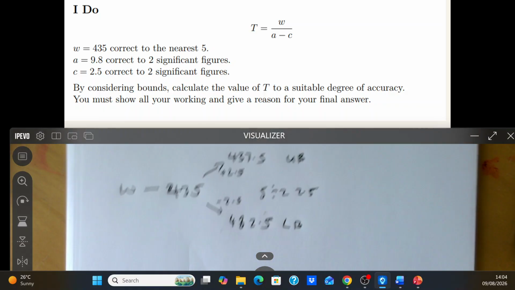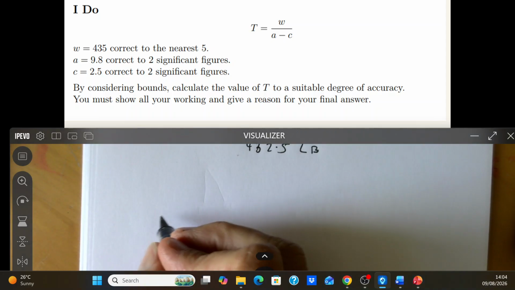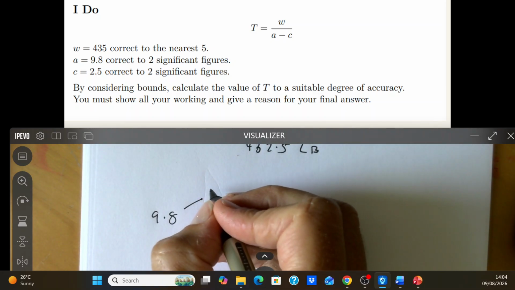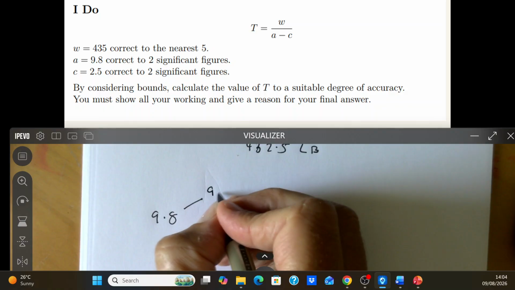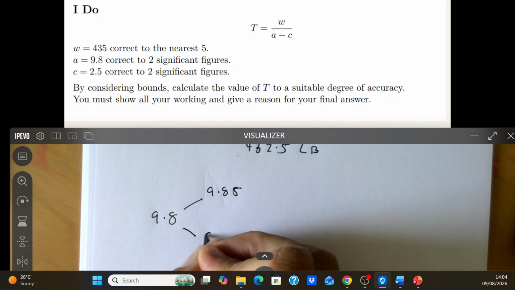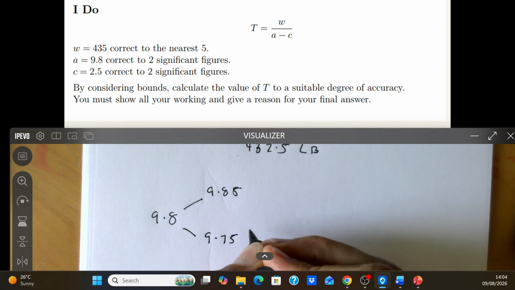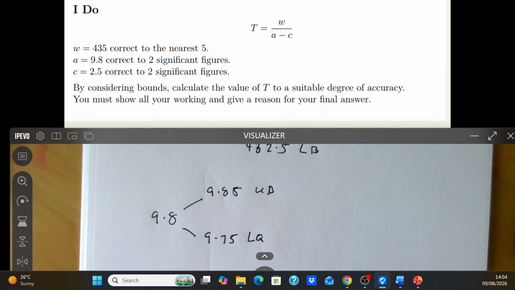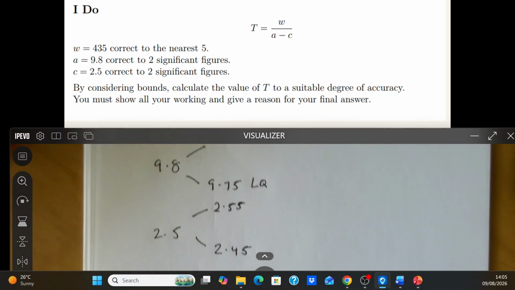The next number we've got is 98, and that's to two significant figures, so the bounds should be 98.5 and 97.5. You should be used to that, upper bound, lower bound. And the other number we've got is 2.5, and that's to two significant figures, so that's 2.55 and 2.45. So we've got our bounds.